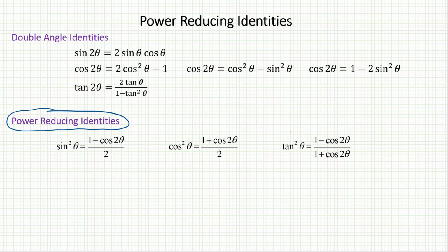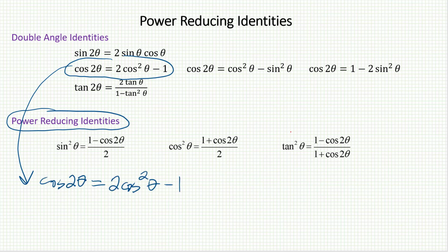For example, if you take the first version of the cosine double angle identity, which says cosine 2 theta equals 2 times cosine squared theta minus 1, all you have to do to obtain the corresponding power reducing identity is isolate this cosine squared theta. Just get that by itself. I can do that in a couple of steps. I can add 1 to both sides.